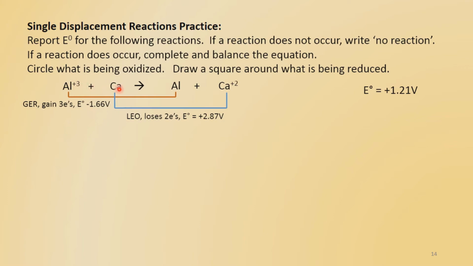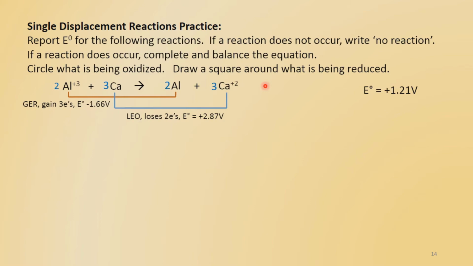We need to balance the charge as well as the mass. So if I double up on the +3, it gives me +6, and then I can do 3 times +2, which is +6, and now I've balanced the charge. Both sides are +6. All it needs to do now is balance the mass. We'll double up on the aluminum and the calcium, and now it's balanced.